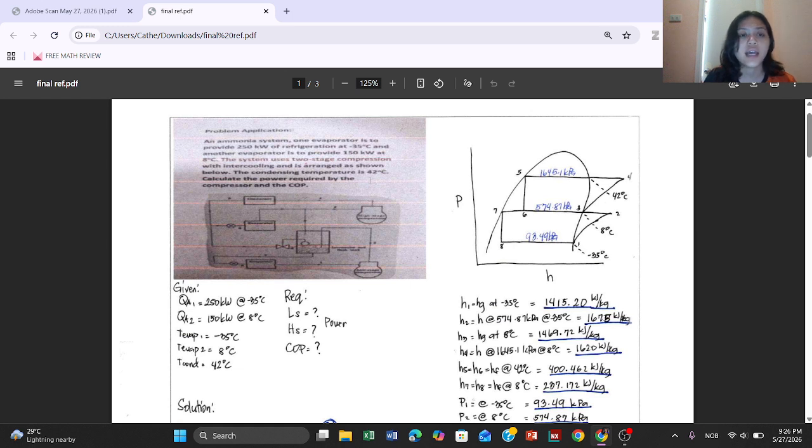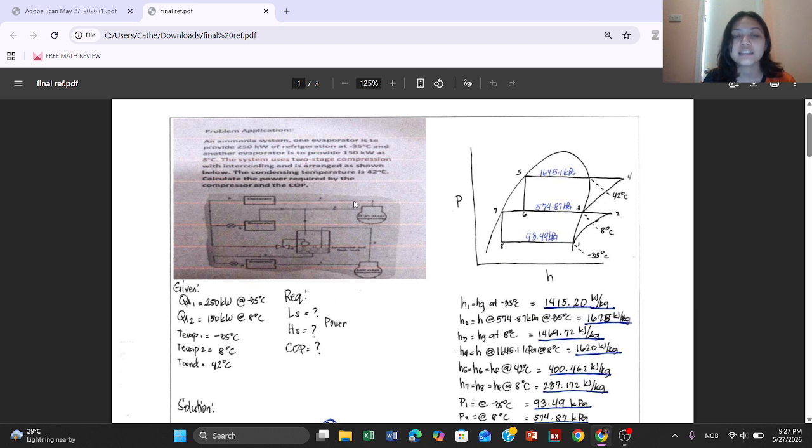So, the problem is an ammonia system. One evaporator is to provide 250 kilowatts of refrigeration at negative 35 degrees Celsius, and another evaporator is to provide 150 kilowatts at 8 degrees Celsius. The system uses two-stage compression with intercooling and is arranged as shown below. The condensing temperature is 42 degrees Celsius. Calculate the power required by the compressor and the COP.